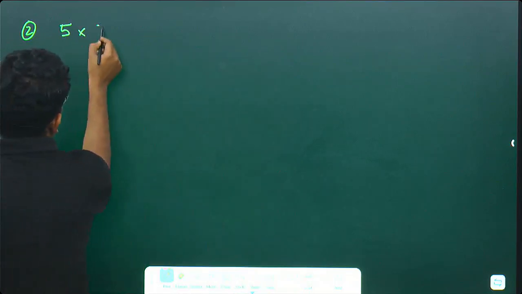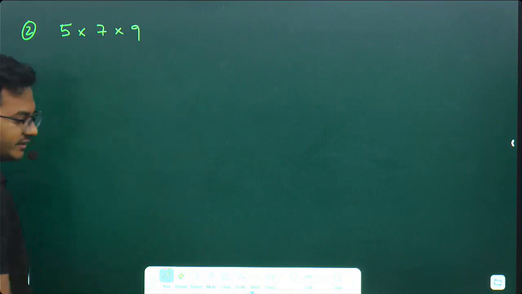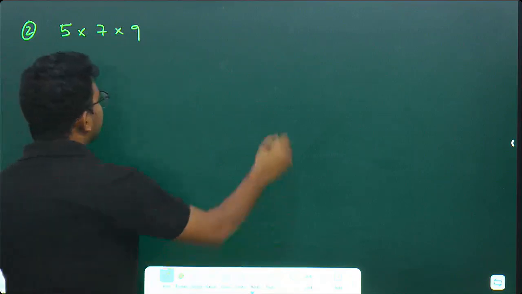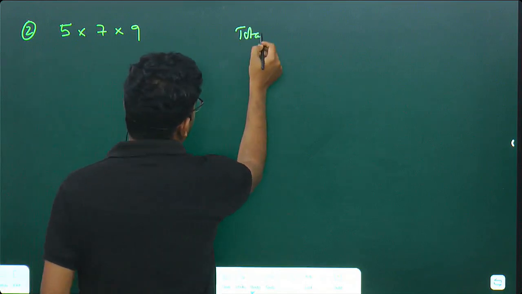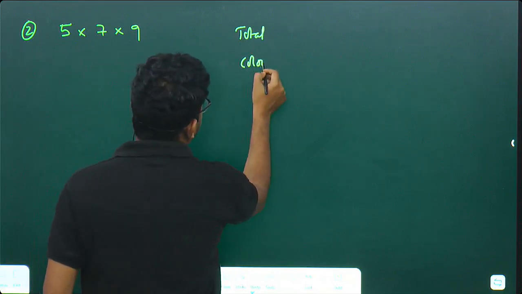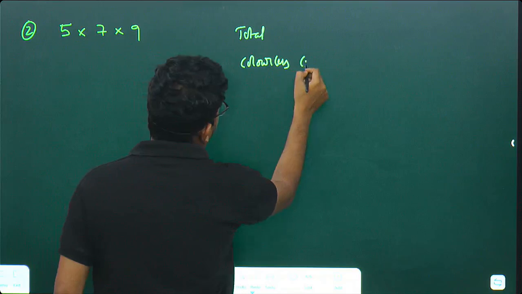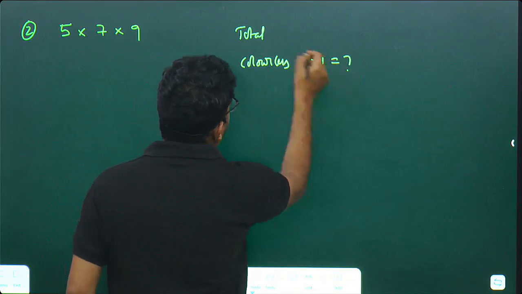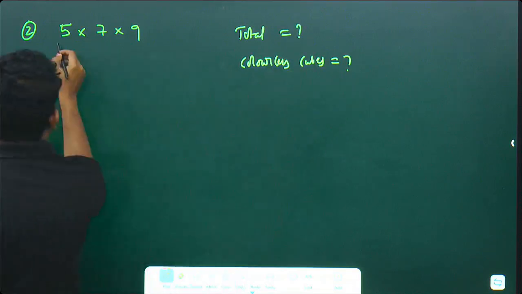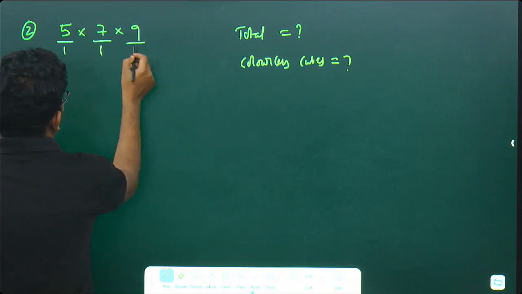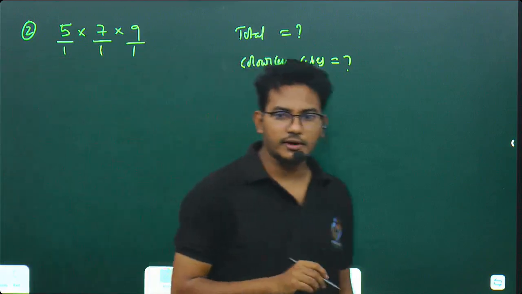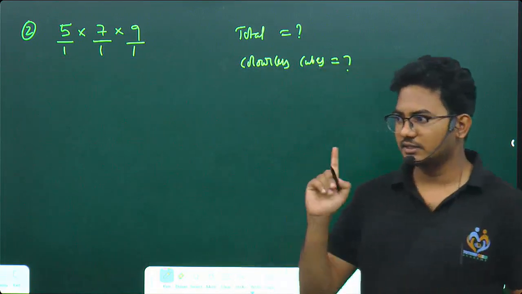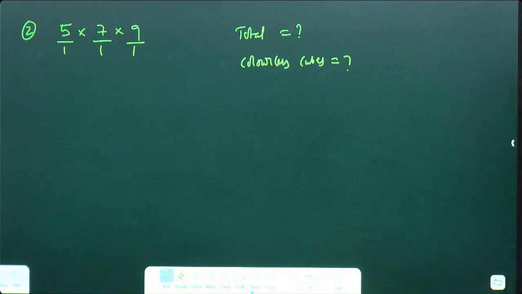5, 7, 9. Okay. Here you need to find out total and colorless cubes. If I cut down this cuboid into small cubes of length 1 centimeter. Okay. Try from your end. Then I'll tell you.